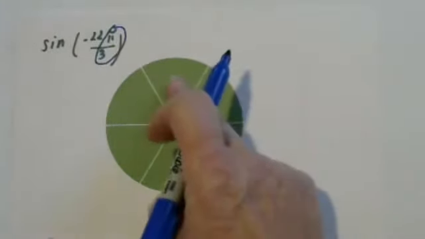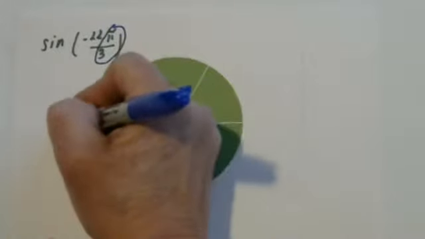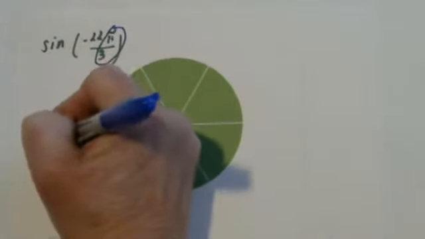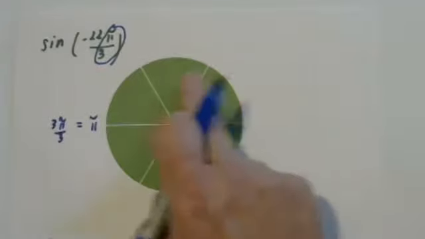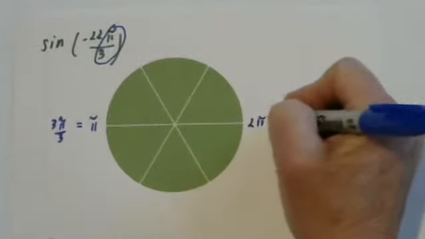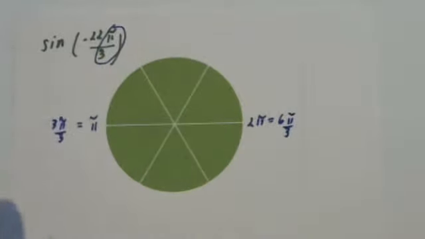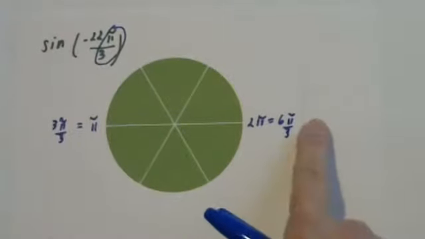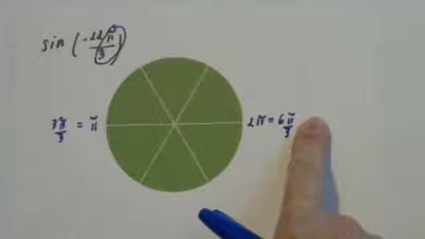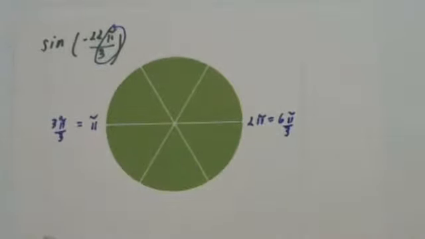So here we have 1, 2, 3. So our pi is equivalent to 3 pi over 3. And then a complete revolution, or 2 pi, is going to be equal to 6 pi over 3. So when we take a look at our angle, we can see our numerator 22 is bigger than the numerator of 6 for the complete revolution. So we have more than one complete revolution within our theta. In fact, we're going to see that we have a few of them. So let's take a look to see how many that we have.